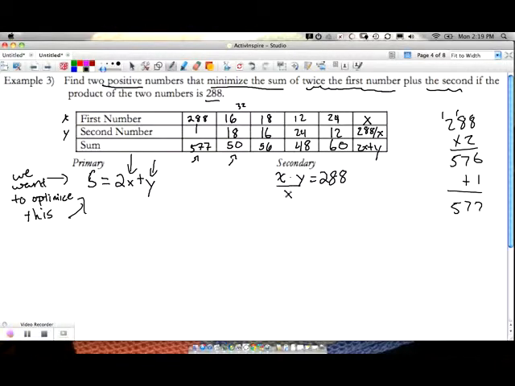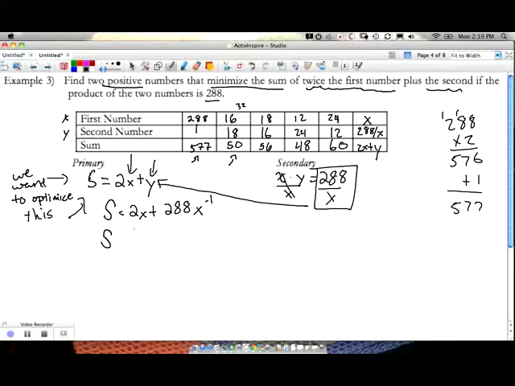Well, let's get that y out of there. So I'm going to divide by x on both sides. That gives me y equals 288 over x. I'm going to plug that in. So that means my sum equals 2x plus 288 over x. Now I'm going to take this over x and write it as x to the negative 1. And if you're wondering why I'm doing that, well, I'm about to take the derivative. And when you take the derivative, it's nice to have everything in power.